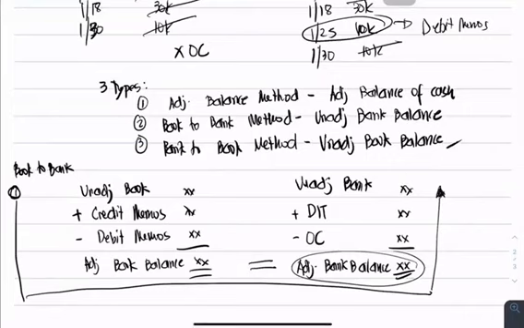So take note, whatever you compute as the adjusted book balance is also the adjusted bank balance. So kung ano na-compute mo dito, yun din yung ilalagay mo sa adjusted bank balance. Kailan lang uli natin gagamitin yung book-to-bank method? Pagka ang hinahanap natin is unadjusted bank balance. Okay. Pag tinanong ng problem, what is the adjusted balance of cash? Ang gagamitin ninyo, adjusted balance method.